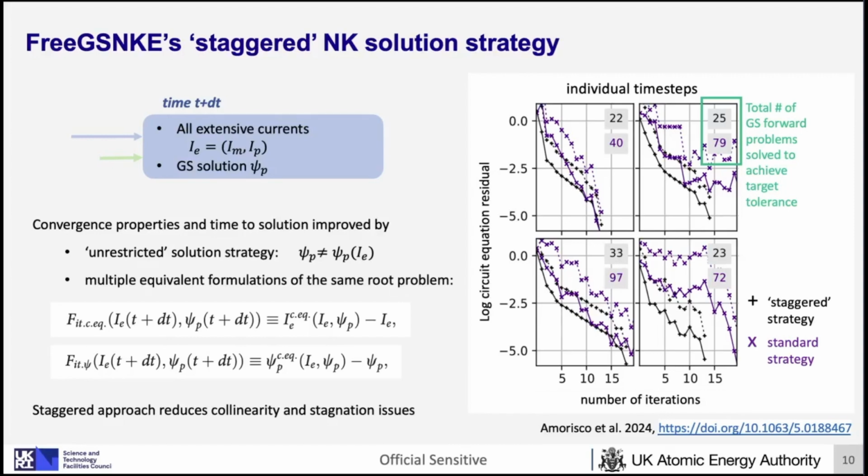of the evolutive problem. One that is based on the currents, on the metal currents, and one that is based on the plasma flux. And we find that this improves the convergence properties and makes everything a little bit faster, in particular with respect to collinearity and stagnation issues that can happen when using Newton-Krylov methods.